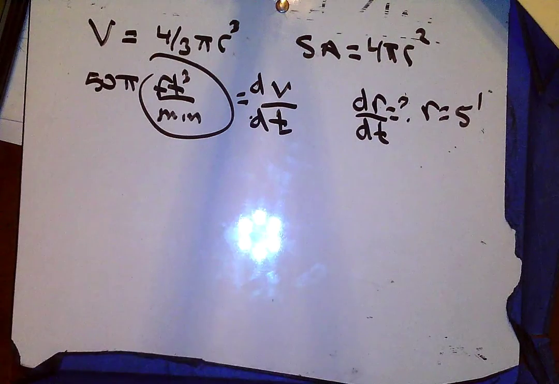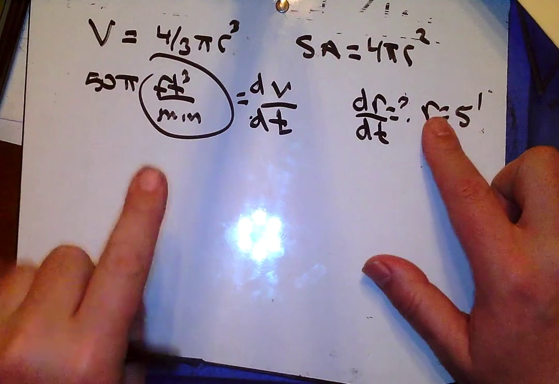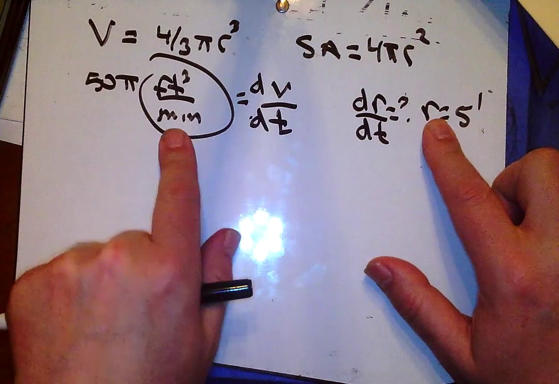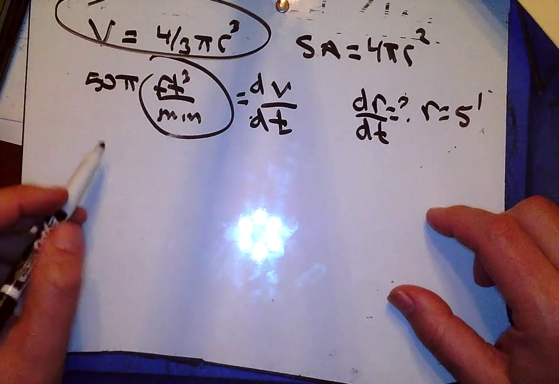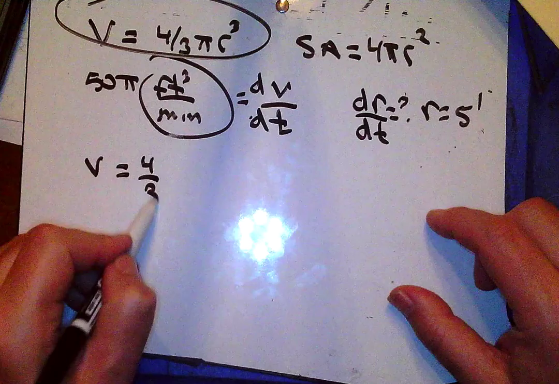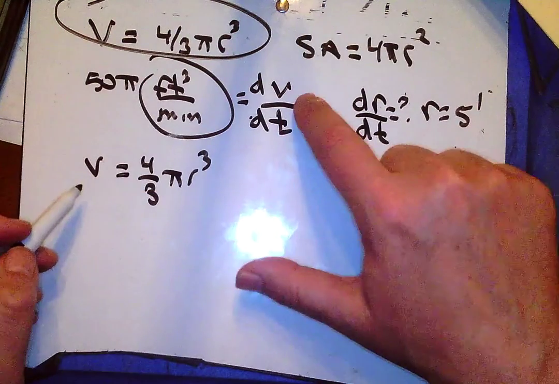Oh, it's a really cool balloon. So, do I have a relationship that relates r's and volumes? And I think, yeah, it's right here. So, V equals 4/3 pi r cubed. Let's take the derivative of both sides with respect to time.